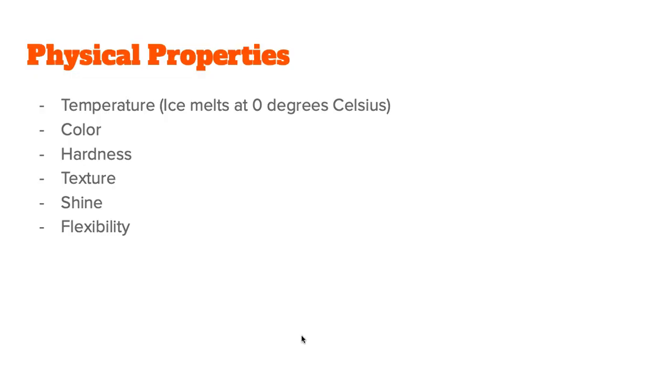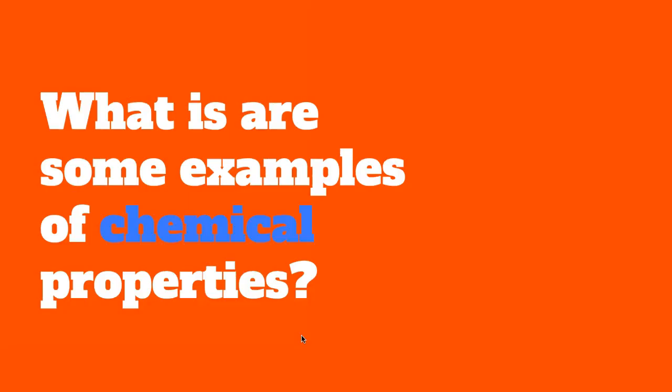So what are some examples of physical properties? Some common physical properties include temperature, color, hardness, texture, shine, and flexibility. For example, ice melting at 0 degrees Celsius is a physical change. It's still water, just in a different state. So it's still two hydrogens and one oxygen. Physical properties help us describe matter, but they don't tell us how it reacts.